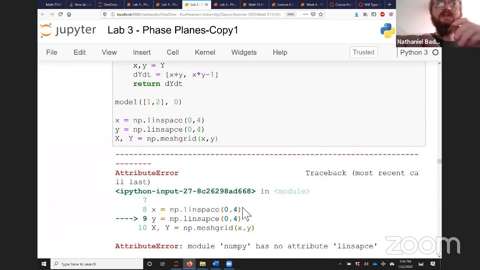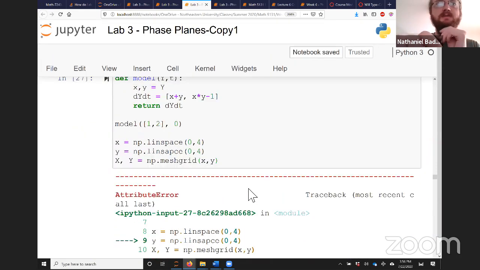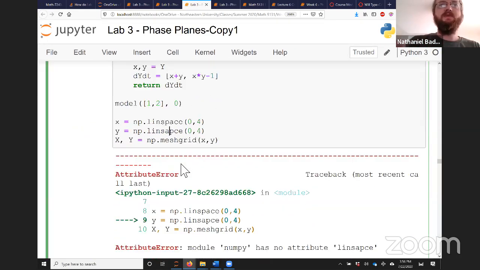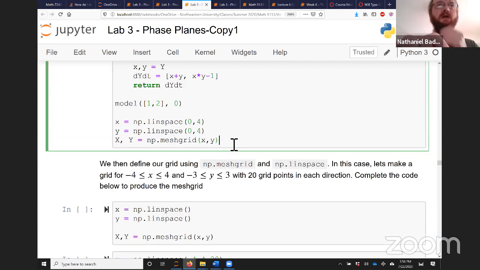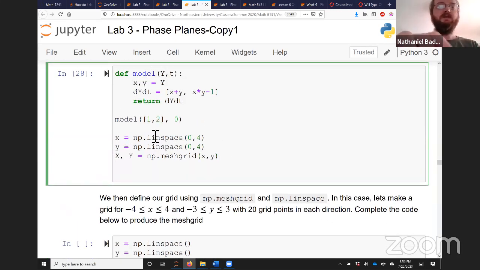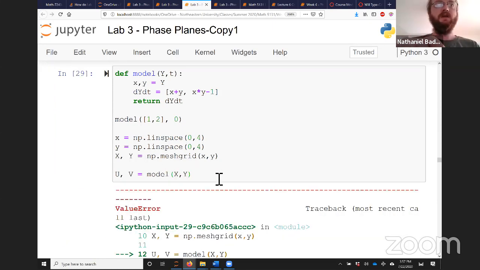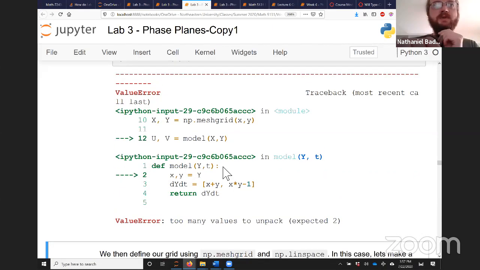It's going to yell at me, isn't it? Yes, it is, because I misspelled things. Great. And then I can feed, so I can say, well, I want U and V, right? This is going to return 2 components. I want U and V to be the derivatives at each one of these points, X and Y. And too many values to unpack.